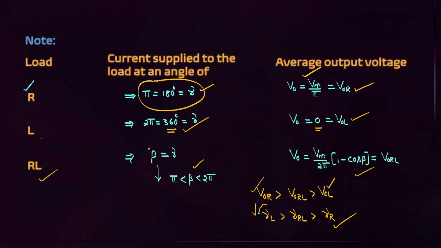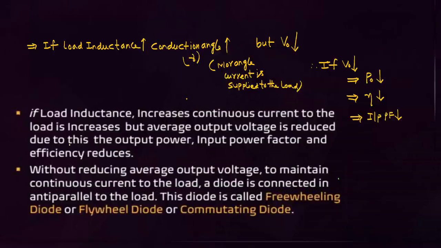The higher the inductance, the conduction angle increases, so you can supply current to the load for more time, but average output voltage is less. That is an important observation: if the load inductance increases, conduction angle increases, but average voltage is reduced. If the average output voltage reduces, power output reduces, efficiency reduces, and input power factor reduces.